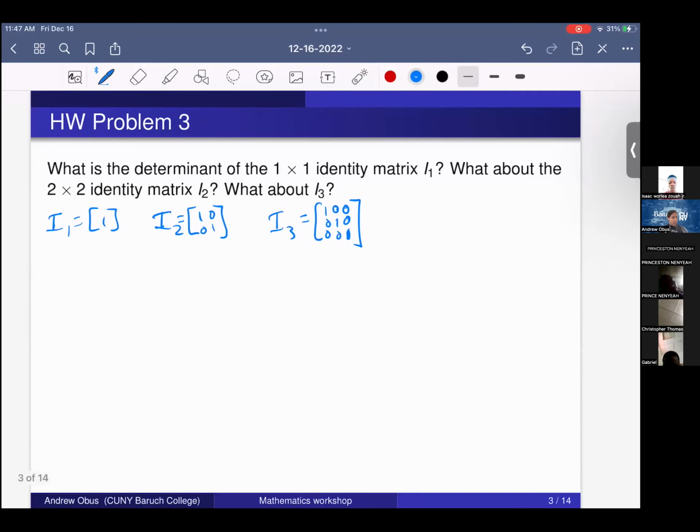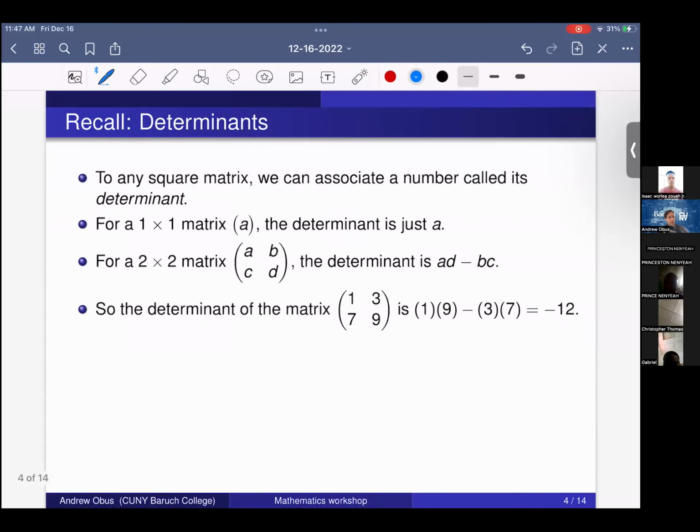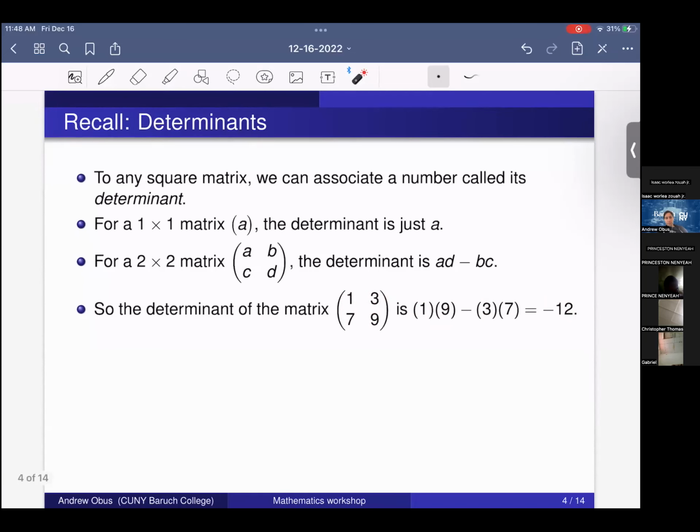Okay, and so maybe before we answer it, let me just recall that we finished up last time talking about determinants of matrices. We said that for a 1x1 matrix, the determinant is just the entry in the matrix. For a 2x2 matrix, the determinant is given by multiplying A and D and multiplying B and C and subtracting them. So this is our example. If you have 1, 3, 7, 9, you have 1 times 9 minus 3 times 7. So the determinant here would be -12.